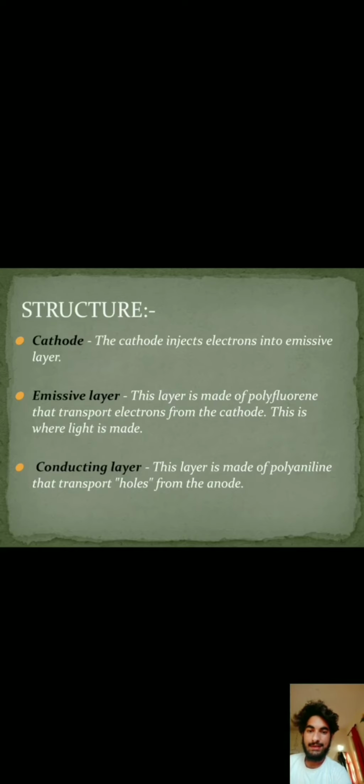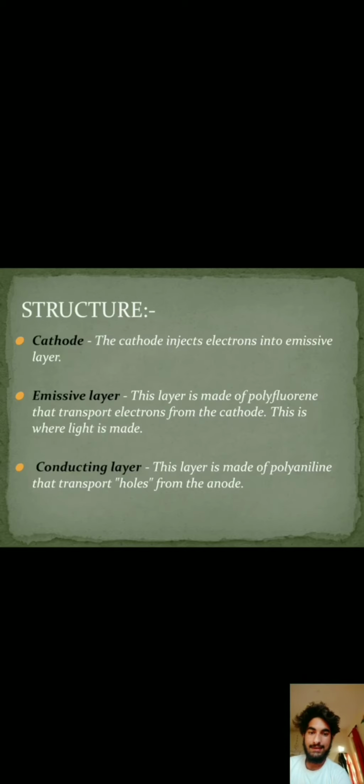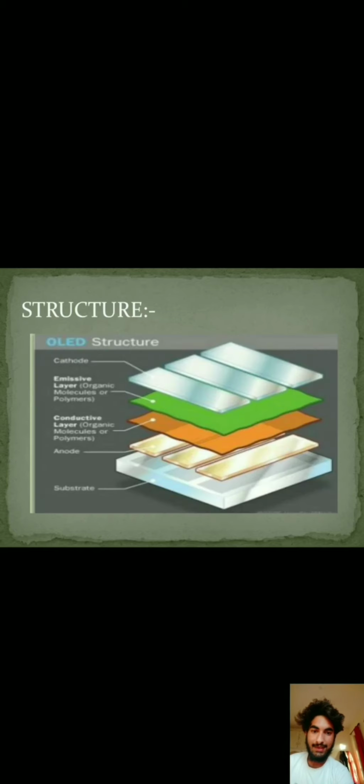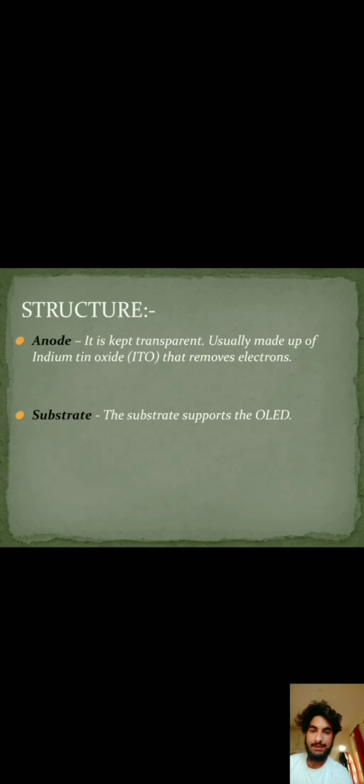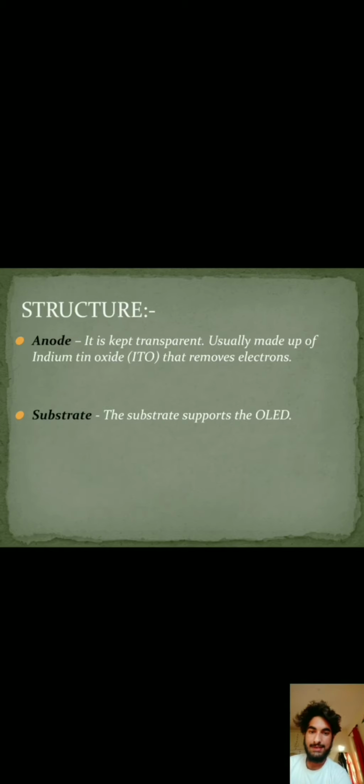The next layer is the conducting layer, which is represented by orange color. This layer is made of polyaniline that transports holes from the anode. Next we have the anode. Here it is represented by the yellow layer, the second last layer. It is kept transparent, usually made of indium tin oxide, ITO, that removes electrons. Last we have the substrate, as you can see. The substrate supports the OLED.